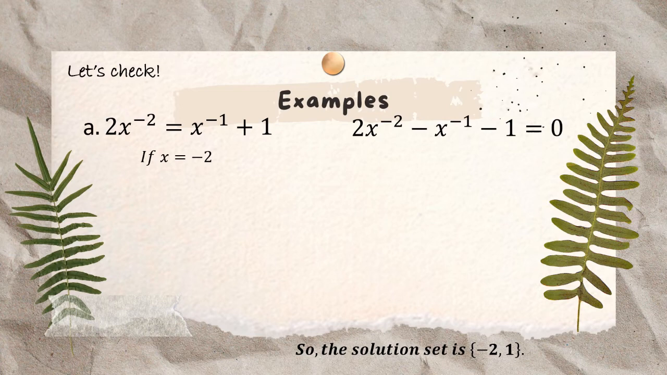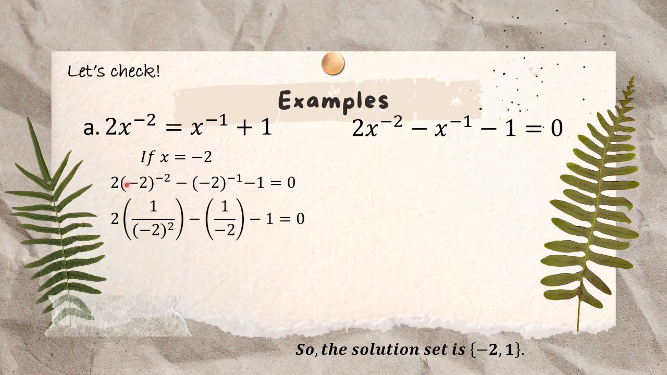We have x is equal to negative 2. If x is equal to negative 2, we have here 2 times the quantity of negative 2 raised to negative 2, minus the quantity of negative 2 raised to negative 1, minus 1 is equal to 0. And since negative 2 is our exponent, like what I did earlier, I moved it down, and it became 2 over x squared is equal to 1 over x plus 1. Or in this equation, 2 over x squared minus 1 over x minus 1 is equal to 0.